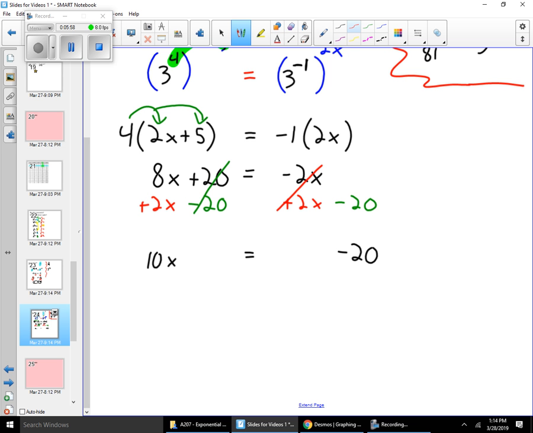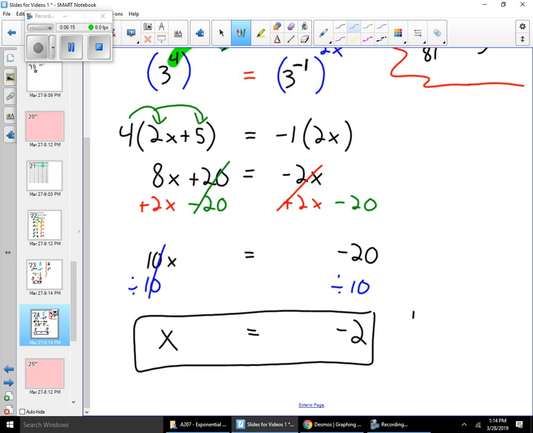Well, I don't want 10x, I just want 1x. Let's divide in blue. Dividing both sides by 10, we'll get x by itself. Negative 20 divided by 10, well, that's just a negative 2. That is the ugliest equal sign I have ever made. And that is how we can deal with those reciprocals.